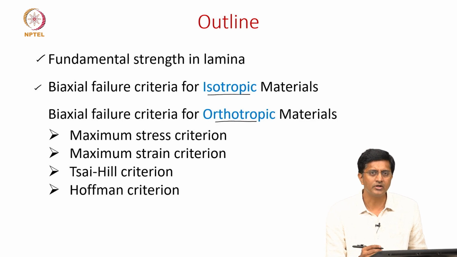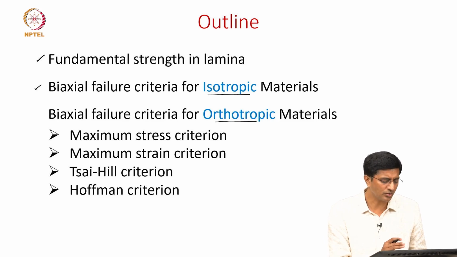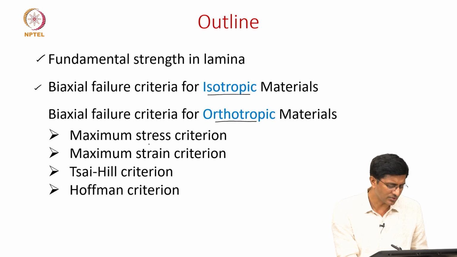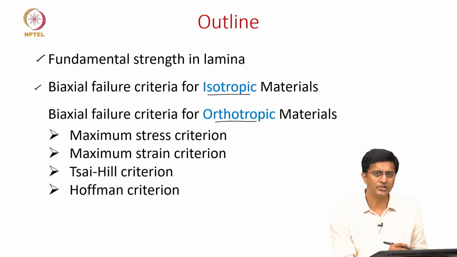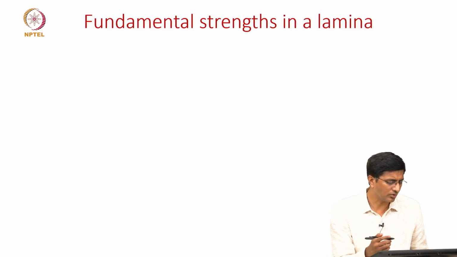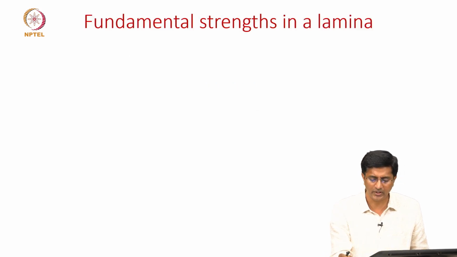Though there are several failure criteria available in literature for composites, for our course we'll focus on 4 commonly used failure criteria, which are the maximum stress and maximum strain, which are mostly for academic purposes and rarely used. But Tsai-Hill and Tsai-Hoffman are the ones which are mostly used in the industry, so we will also focus on them. So let's start to look at the fundamental strengths of lamina.